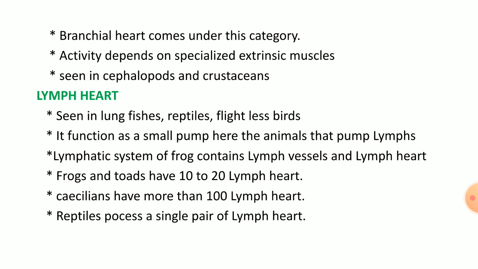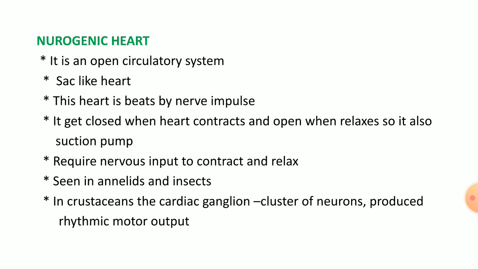The next one is lymph heart, seen in lungfishes, reptiles, flightless birds, etc. It functions as a small pump. Here the animals pump lymph. The lymphatic system of frog contains lymph vessels and lymph hearts. Frogs and toads have 10 to 20 lymph hearts in their body, and caecilians have more than 100 lymph hearts. Reptiles possess a single pair of lymph hearts.